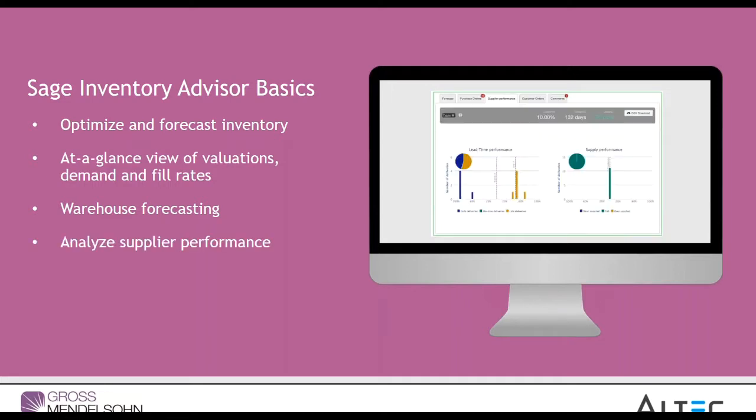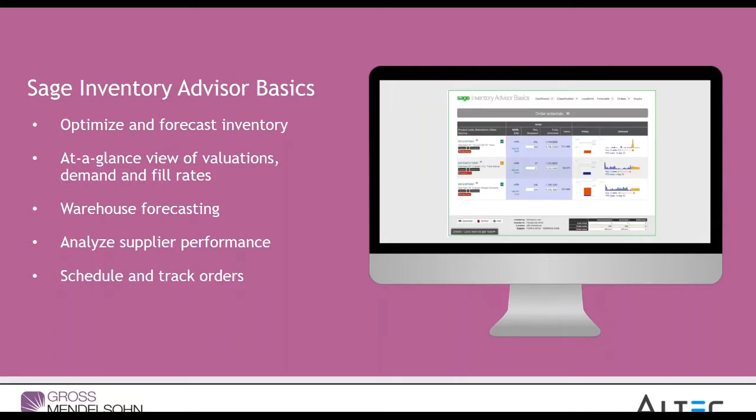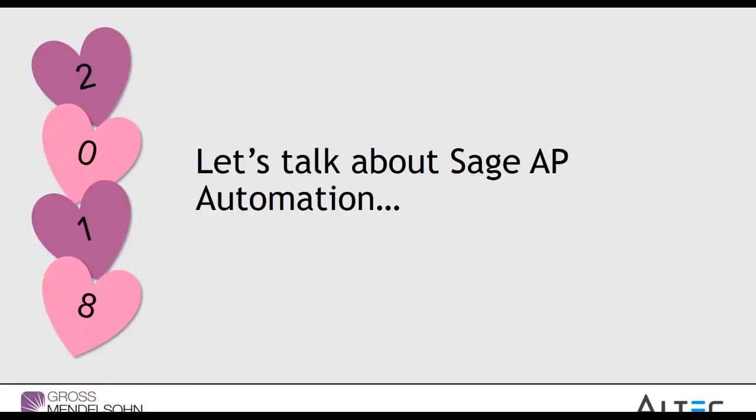And you can analyze your supplier performance. So you'll see how long it takes your supplier to get that product to you, so you can work that into your ordering formula. How far in advance do you need to order? And of course, then you can schedule and you can track your orders right there in Inventory Advisor. So it's a neat little program. If you haven't seen it and you use inventory control, you might want to take a look at it.